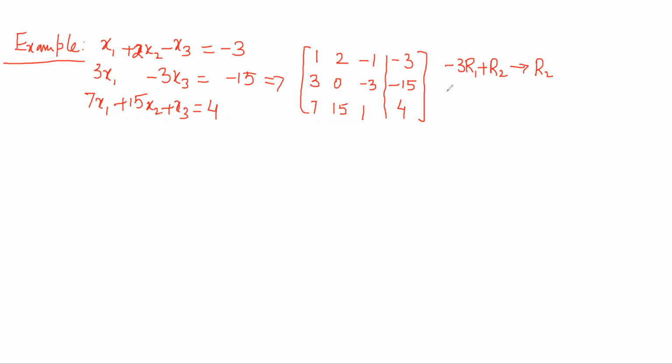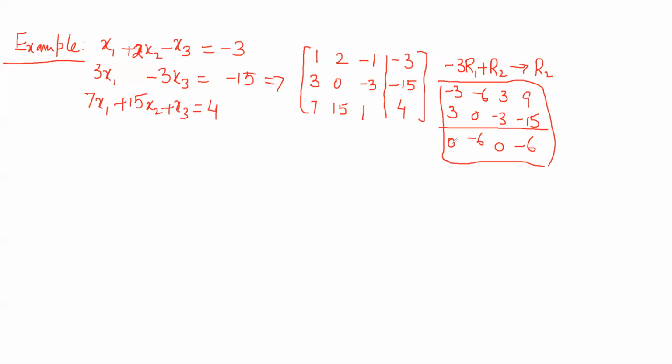Minus 3 times row 1 is minus 3, minus 6, and then plus 3, and then plus 9. And then it will be 3, 0, minus 3, and minus 15. So then I will get 0, minus 6, and then 0, and then minus 6. Okay. And the second row, this is actually the rough work, so that you can put aside. Because in the end, this 0, minus 6, 0, minus 6 will go into here. And here you have 7. So in this, here it is 1, here it is 7.